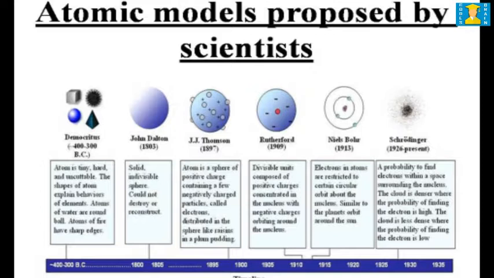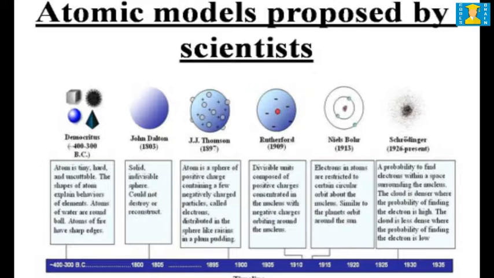Now the next scientist is John Dalton. Year is 1803. He discovered solid indivisible sphere and it could not be destroyed or reconstructed. Now the next scientist is J.J. Thomson. He lived in 1897. He states that atom is a sphere of positive charge containing a few negatively charged particles called electrons. They are distributed in the sphere like raisins in a plum pudding.